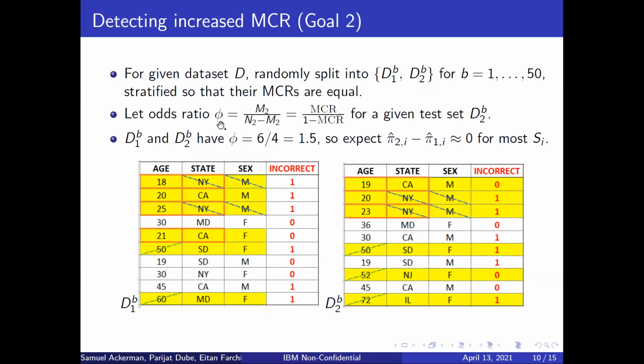The odds ratio phi for a data set is the MCR over 1 minus MCR. So for example, here we have 6 misclassifications out of 10, so phi, the odds ratio, is 6 over 4, 1.5. And when that's the same, we expect the slice sizes to be about the same for each slice between the two data sets.